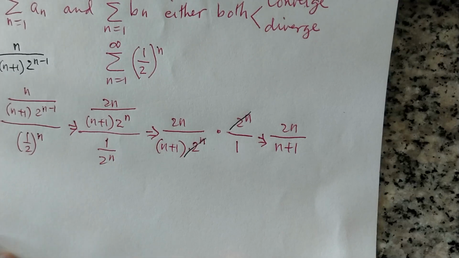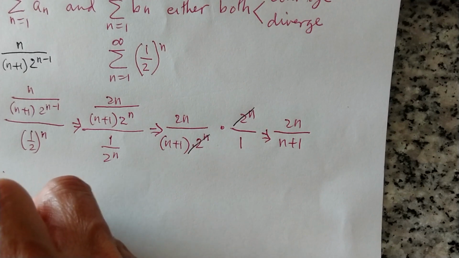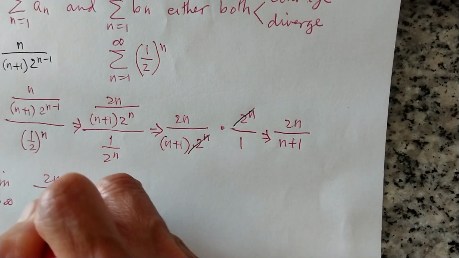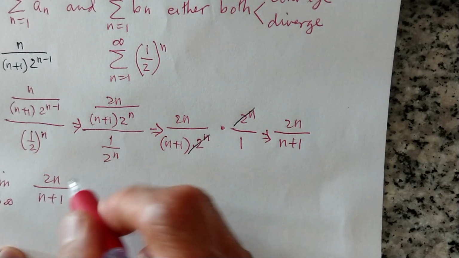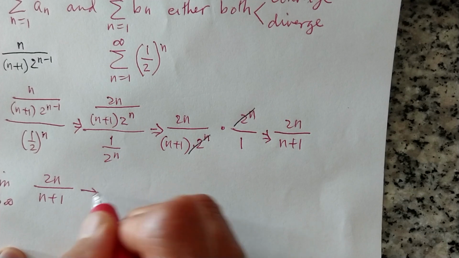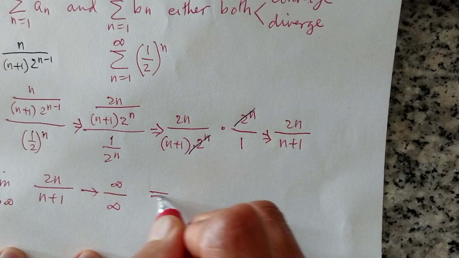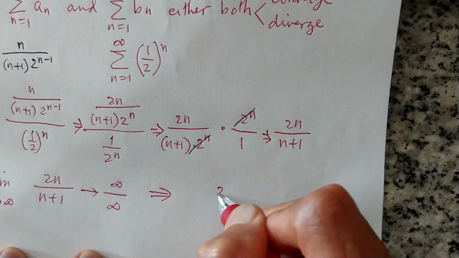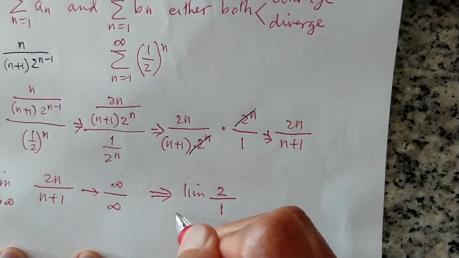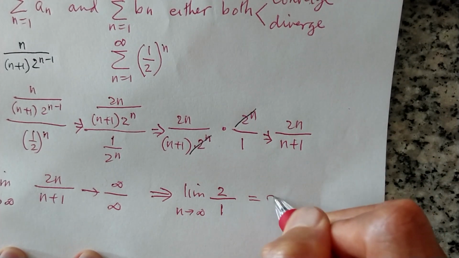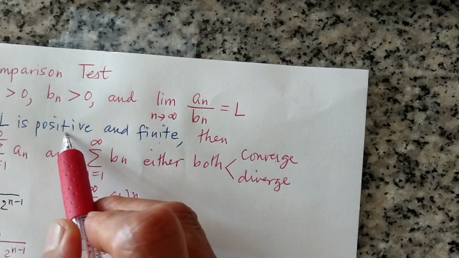Now we can find the limit as n goes to infinity of 2n over n plus 1. Setting n to infinity, we will get infinity over infinity, which is L'Hopital's, right? So we can simply take the derivative of the numerator and denominator. The derivative of 2n is 2. The derivative of n plus 1 is 1. And so the limit is equal to 2, which is finite and a positive value.